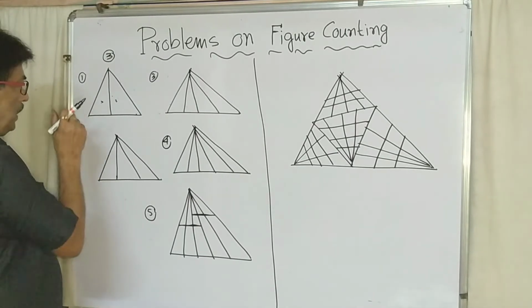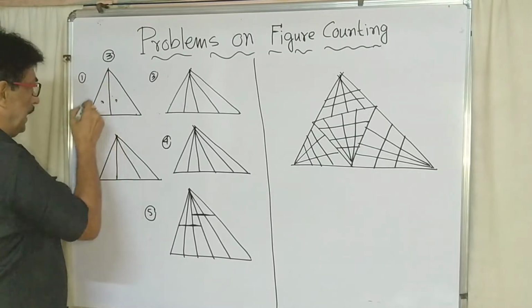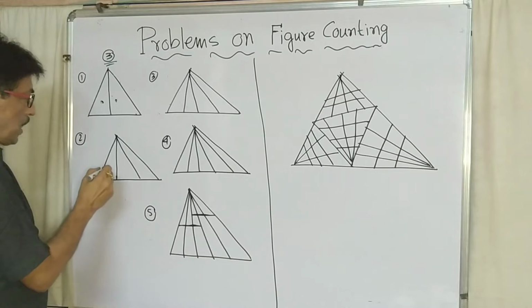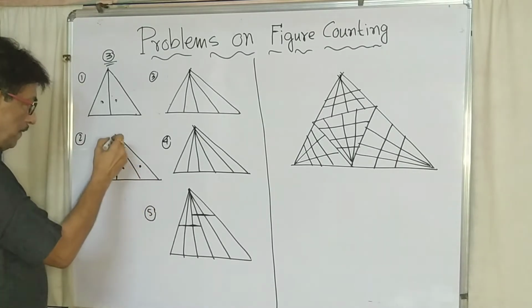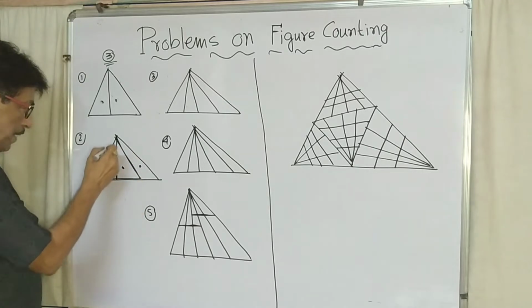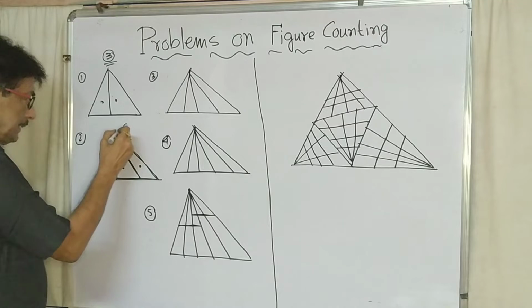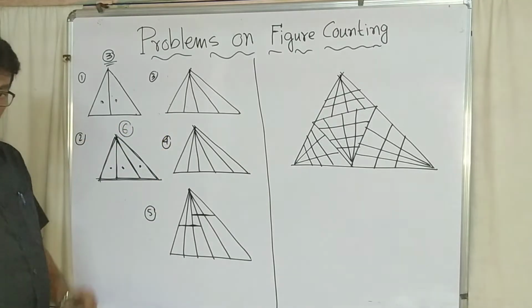Figure number 1. If I count the number of triangles manually, this is 1, this is 2, and the total is 3 triangles. Figure number 2. Count manually. 1, 2, 3, then 4, then 2 by 2 is a 5, and this 2 by 2 is a 6. These are 6 triangles. Now in this figure, we cannot count manually.